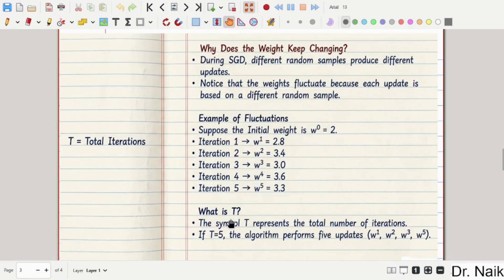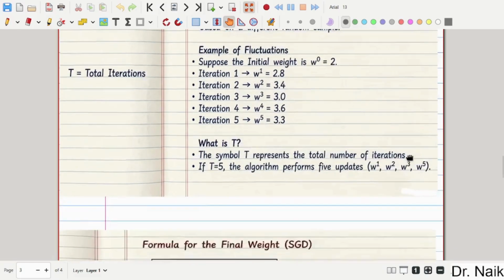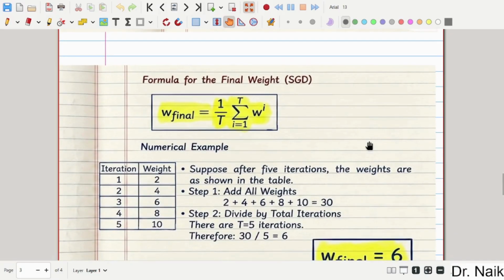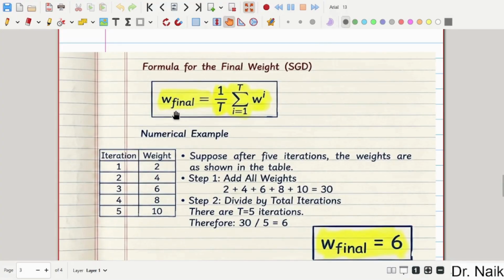So what is capital T? The symbol capital T represents the total number of iterations. In this example we have 5 updates, we have 5 iterations. So if T is equal to 5, the algorithm performs 5 updates: W1, W2, W3, W4, W5. The formula for the final weight in SGD is weight final is equal to 1 upon T multiplied by the summation of Wi, where i ranges from 1 to capital T.